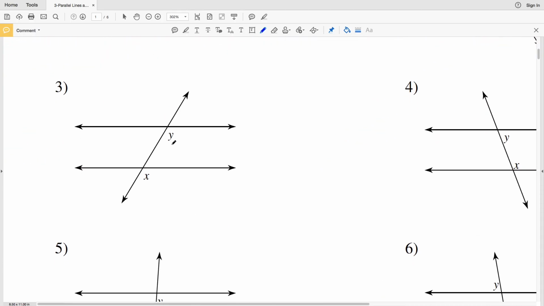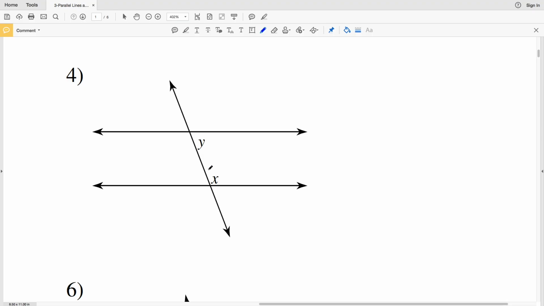And number 3, angles X and angle Y are on the same side of the transversal, and they're both on the same side of the intersected line. They're both below the intersected line. So we have the same side of the transversal and the same side of the intersected line, means that X and Y are corresponding angles.